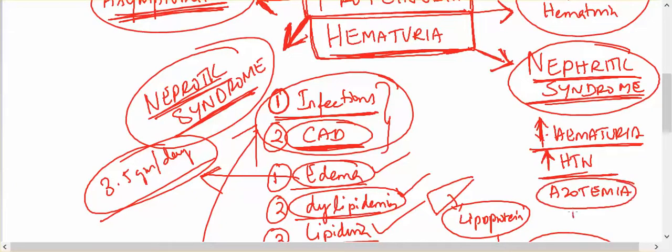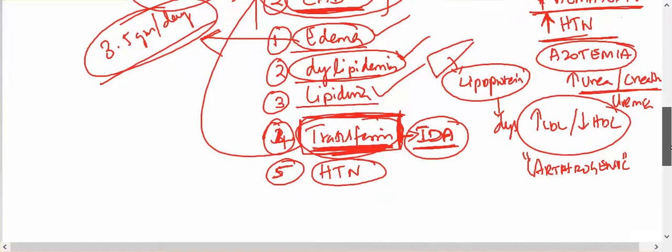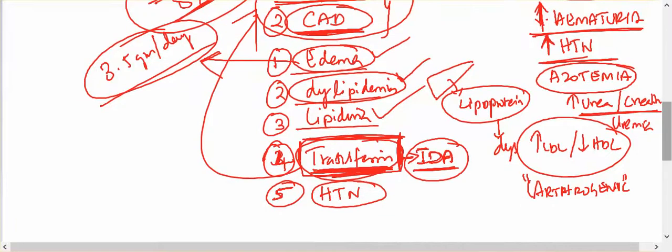Azotemia means increase in urea nitrogen or creatinine. Understand? Increase in urea and creatinine, and that will not produce any symptoms. If it produces symptoms, it is called uremia. Understand? If it produces symptoms, it is called uremia. Okay, it is called uremia, right?